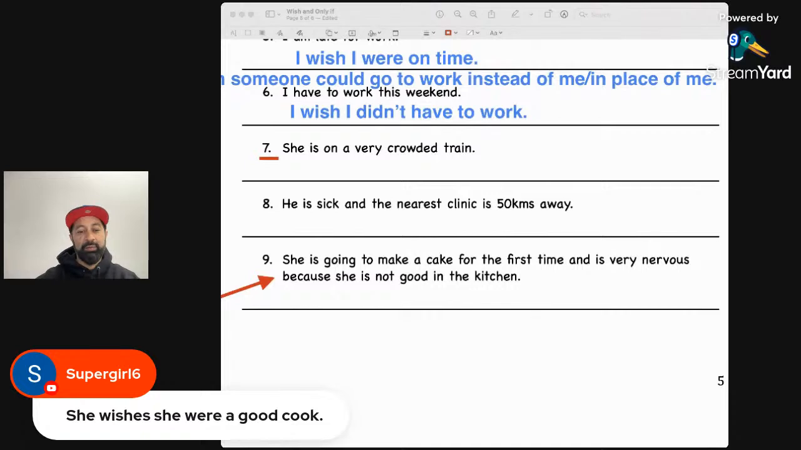Supergirl, she wishes she were a good cook. Perfect. Excellent. Okay. Yeah, she wishes she were a better cook. Yeah, she wishes there were a cake shop next to her house. There are many answers. She wishes she bought a cake. Yeah, she didn't buy one. Now she has to make one. Perfect.